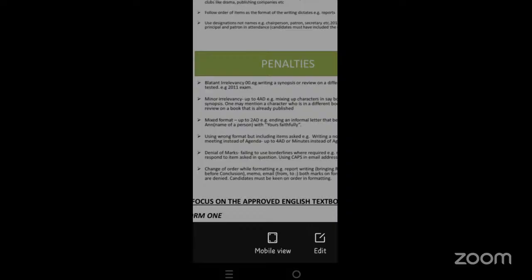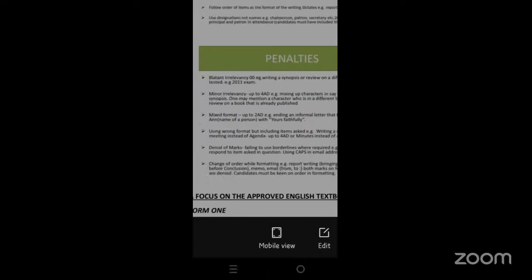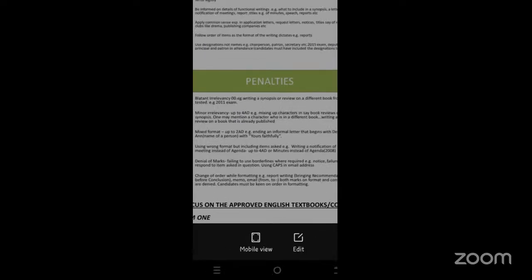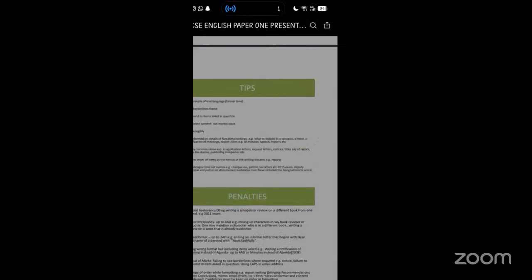So what we are saying, guys, is that there's a mark there. Both marks on format and content are denied when you interchange that, for example, candidates must be keen on order in formatting. And I think on that, we will have covered whatever I would have wanted us to cover. So that is on the penalties, and that is on the tips that you need to have.